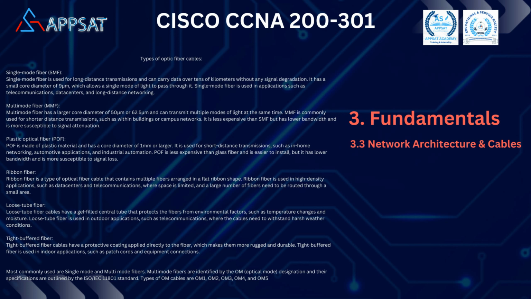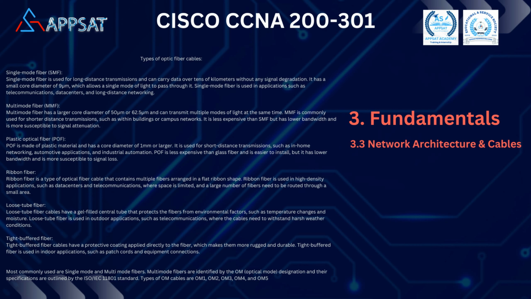Multi-mode fiber, MMF. Multi-mode fiber has a larger core diameter of 50 micrometers or 62.5 micrometers and can transmit multiple modes of light at the same time. MMF is commonly used for shorter distance transmissions, such as within buildings or campus networks. It is less expensive than SMF but has lower bandwidth and is more susceptible to signal attenuation.